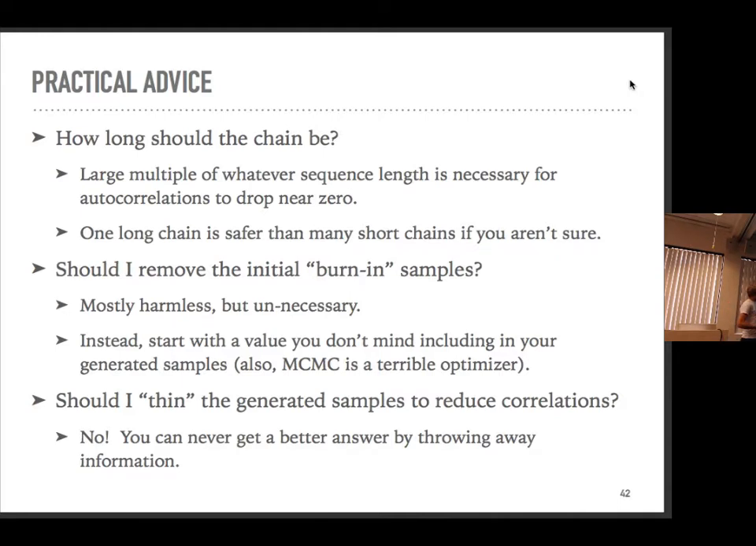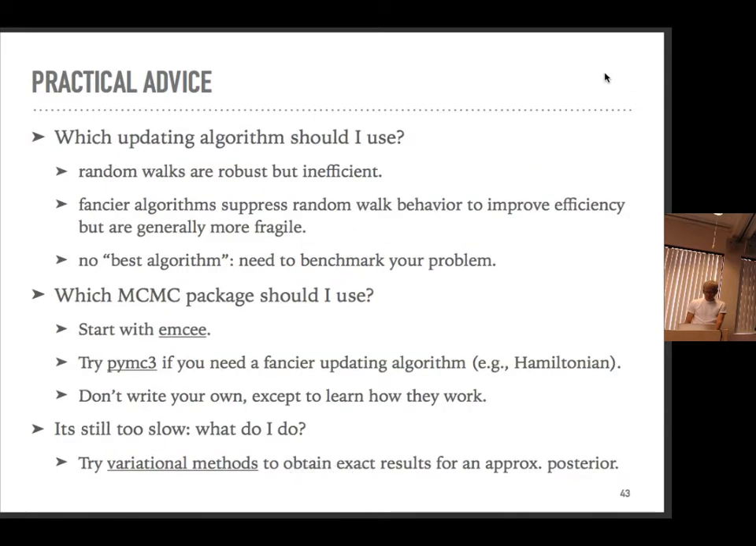Okay, so you shouldn't do this. You can never get a better answer by throwing away information. The whole chain has the right statistical properties. If it bothers you that the samples are correlated one to the next, then just shuffle them. Yes, they are correlated, but that's the point. None of your inference should depend on the ordering that comes out of the chain. So don't remove burn-in and don't thin.